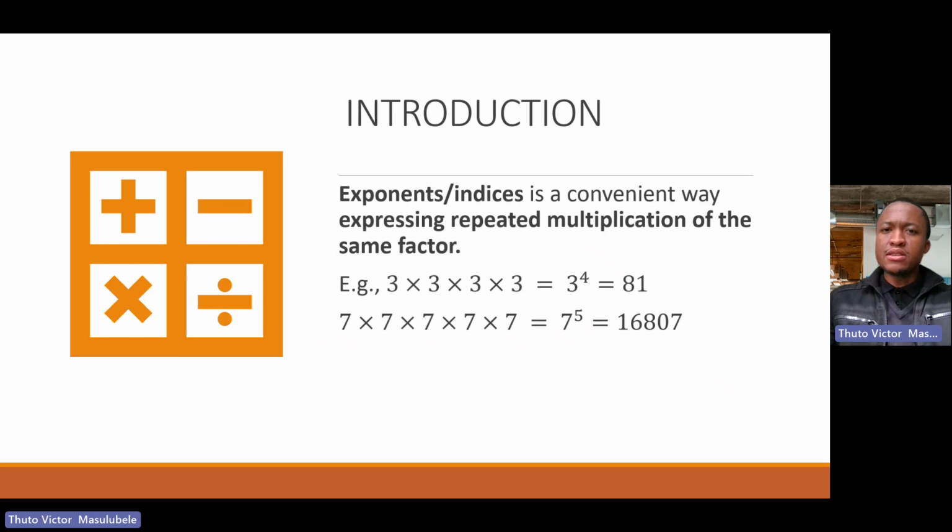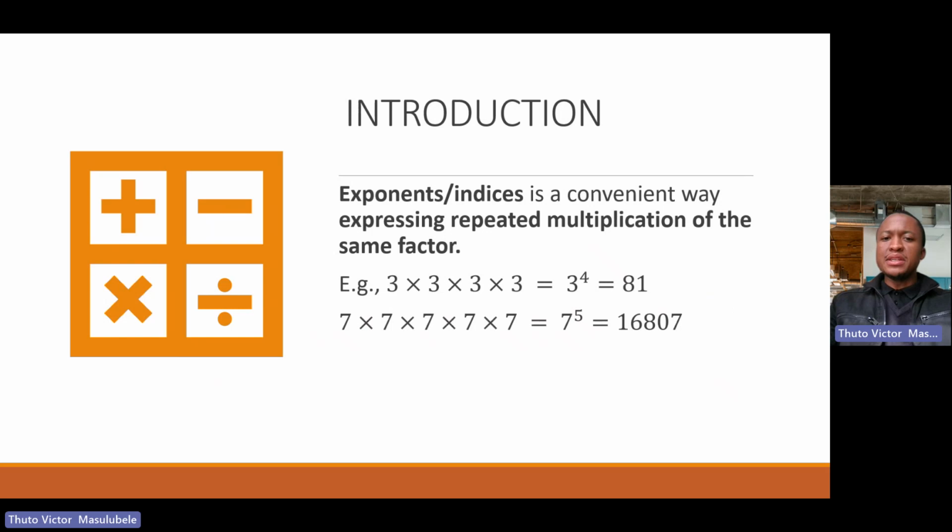So in other words, if we are multiplying 3 by itself 4 times, 3 times 3 times 3 times 3, a convenient way of us expressing that will be in exponential form, meaning what is being multiplied by itself? It's 3. And how many times are we multiplying 3 by itself? We're multiplying 3 by itself 4 times. So that will be written as 3 to the power of 4. And that will give us 81 if that expression is evaluated.